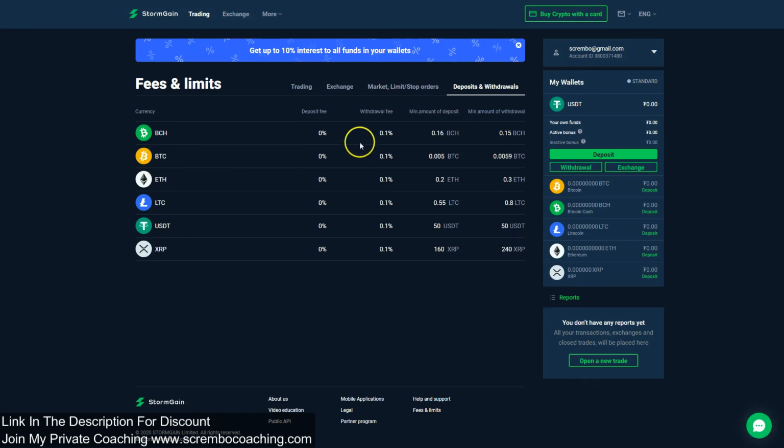Withdrawal fee, there is a little one, and it's 0.1% of the amount. Minimum amount of deposit you have everywhere, and minimum amount of withdrawal as well, which seems to be in some cases a little higher than on the deposit, but in other cases it seems to be the same. For example, the USDT is the same, but the LTC Litecoin is 0.55 on deposit, 0.8 on withdrawals. Beautiful. So that's pretty much all around fees and limits.